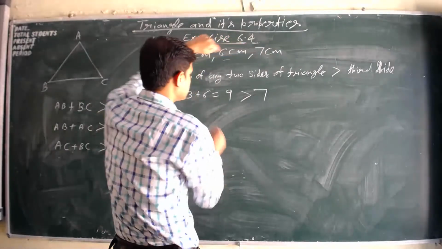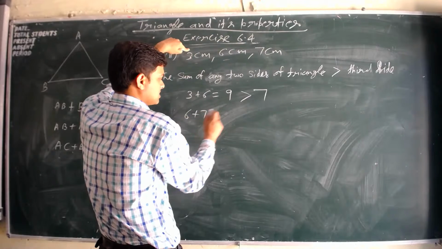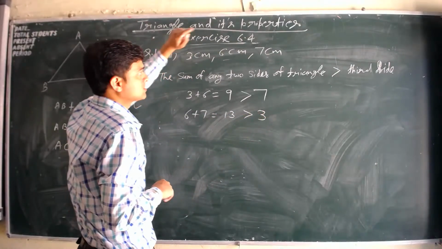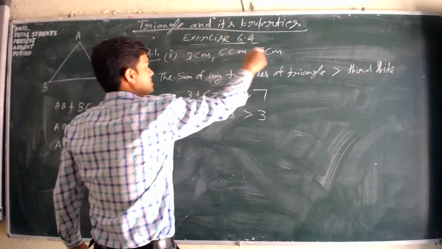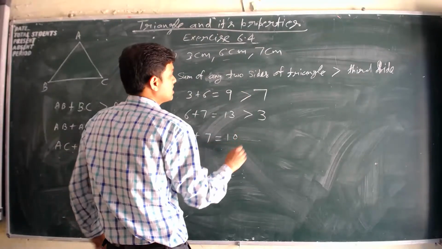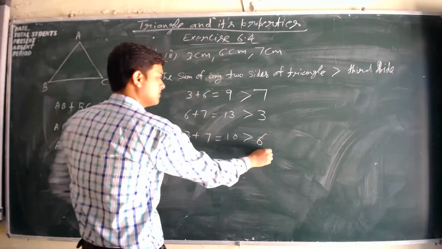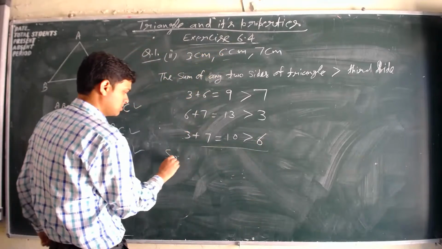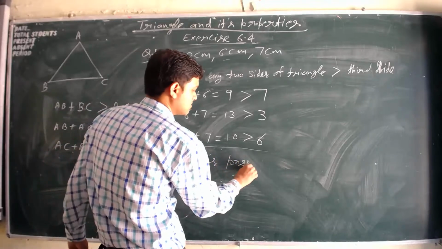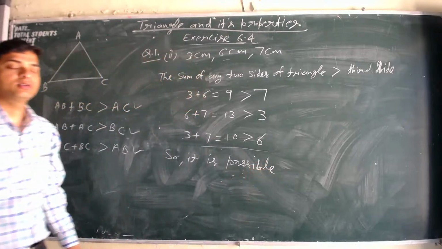अब सेकंड और थर्ड का सम करके देखते हैं. 6 plus 7 should be greater than first. 6 plus 7 is equal to 13 and it is greater than 3. सही है. नेक्स्ट वन हम क्या करेंगे, फर्स्ट और थर्ड का देखेंगे सम. 3 plus 7 is equal to 10 and it is greater than second now, that is 6. Clear? So it is possible that these are the measurement of the sides of a triangle.